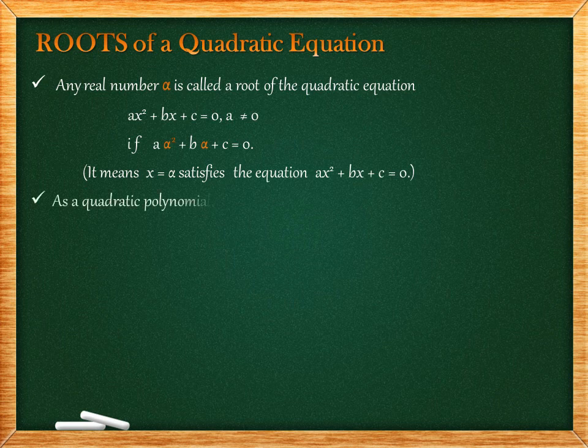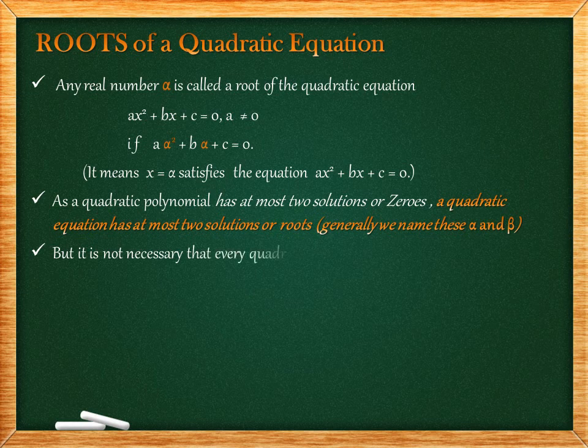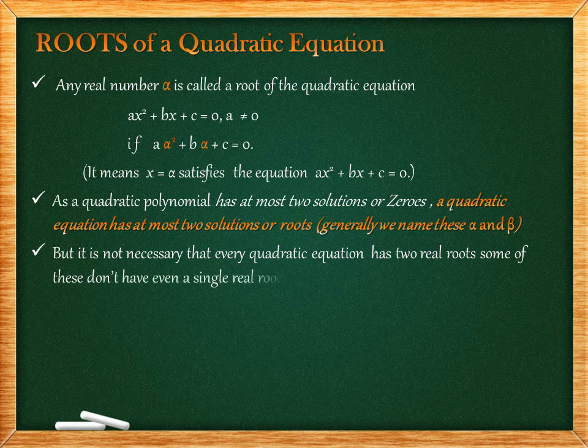Now, as a quadratic polynomial has at most two zeros, a quadratic equation similarly has at most two solutions or roots. Generally, we name these alpha and beta, but it is not necessary that all quadratic equations have two real roots alpha and beta. Sometimes these don't even have a single real root. We will read about it further in the chapter when we solve some numericals.